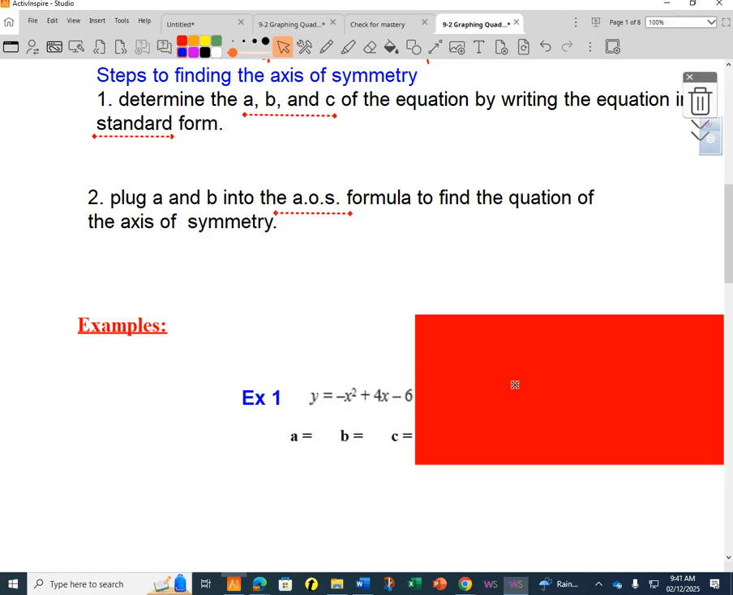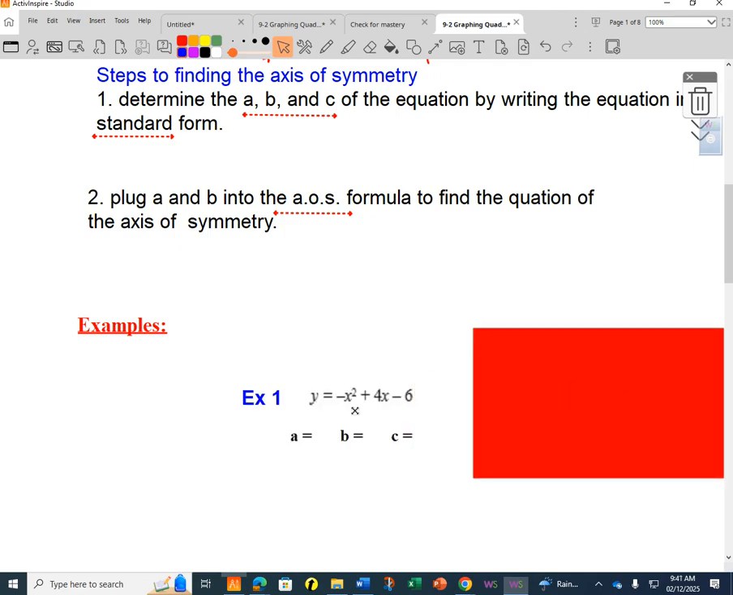So let's write down example 1. Example 1 is y equals negative x squared plus 4x minus 6. Can you guys see that? Should I rewrite it bigger above it? y equals negative x squared plus 4x minus 6.